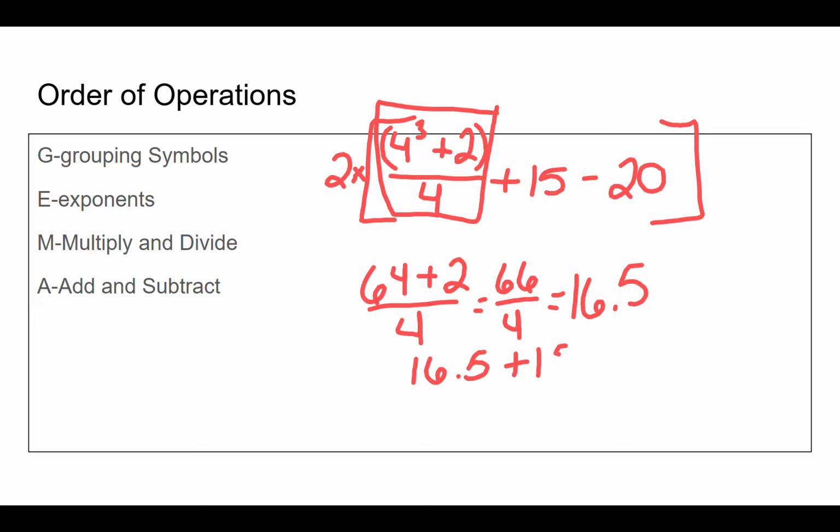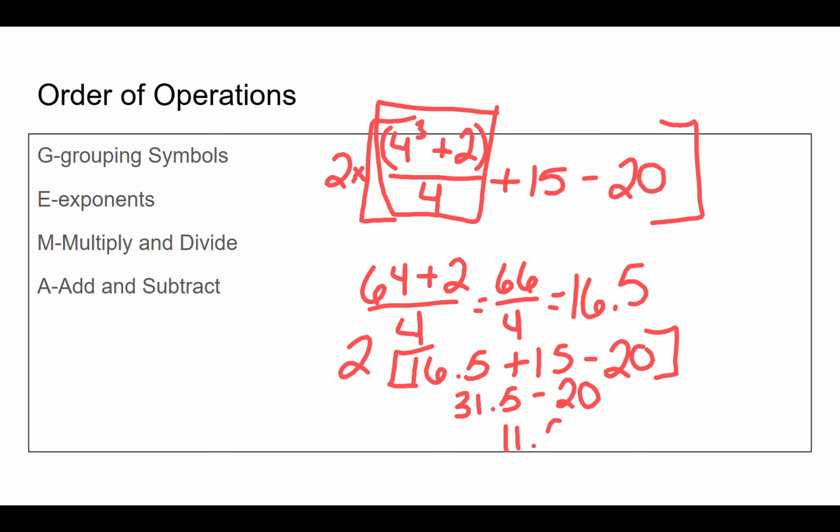16.5 plus 15 minus 20, and all of that is going to be multiplied by 2 at the end. So 16.5 plus 15 would give me 31.5. 31.5 minus 20 would give me 11.5. Don't forget that I have to multiply by 2 on the outside there.